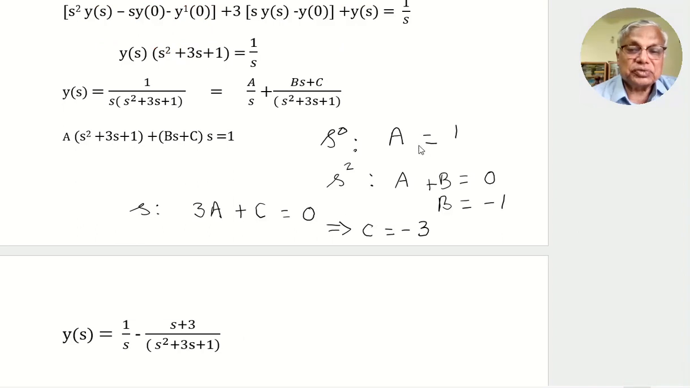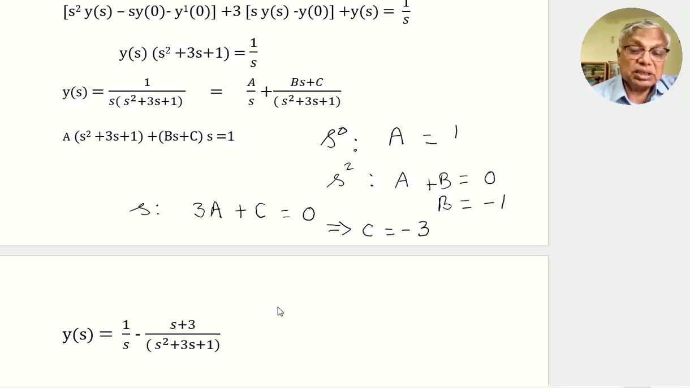So if I substitute for a, b, c, a is 1, b is minus 1, c is minus 3, and I take minus out common. So b s plus c is s plus 3 divided by this. So I split this Y of s into partial fractions, and I said I'm going to retain this s square plus 3s plus 1. So if I'm going to retain this s square plus 3s plus 1 without factors, then how do we take the inverse?